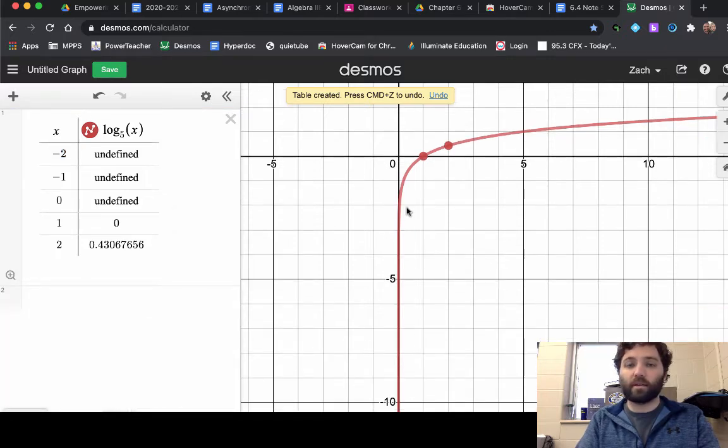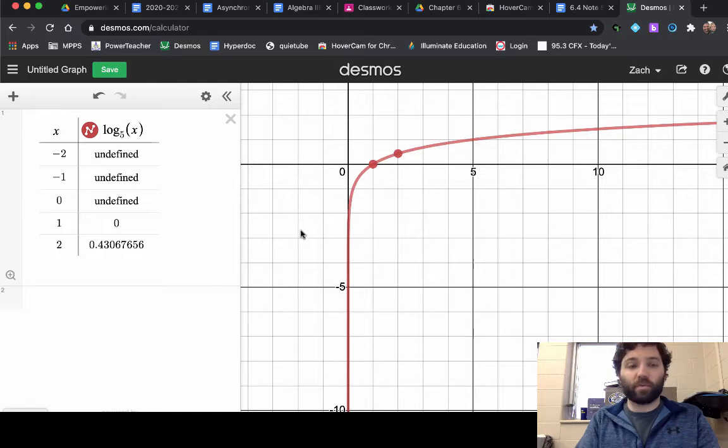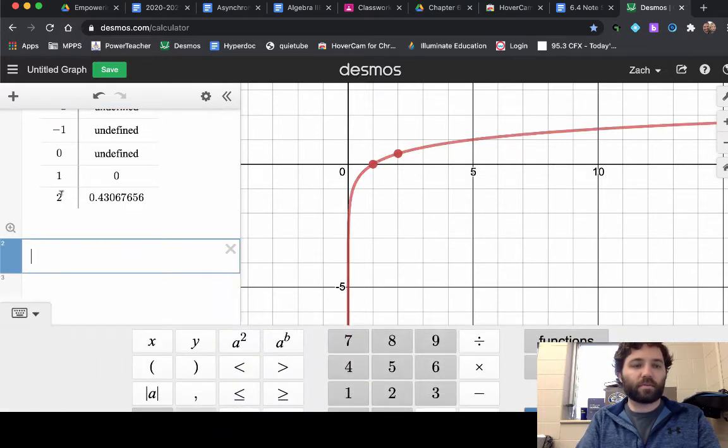So the domain of this function, which we'll write down, I didn't ask for it, but we'll write it down here, is going to be just when x is greater than 0. All right, and the range is going to be all real numbers. But let's get this graphed first.